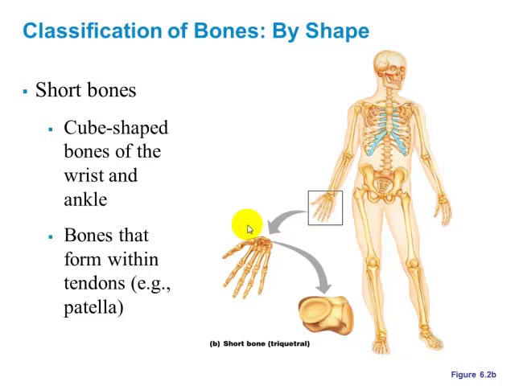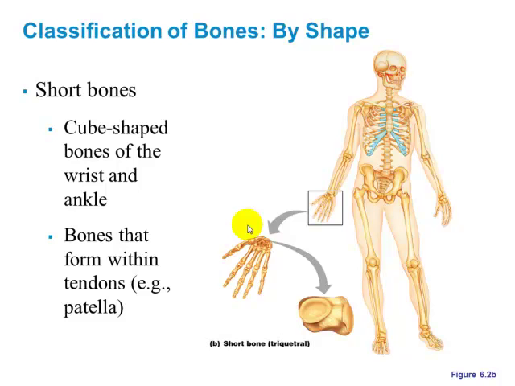The other kind of bone that we might see are what are called short bones. And these are cube-like. These are not perfect cubes. There are no perfectly cube bones. Here we have bones that are usually about as high as they are wide. We would see these in the bones of the wrist and the ankle.